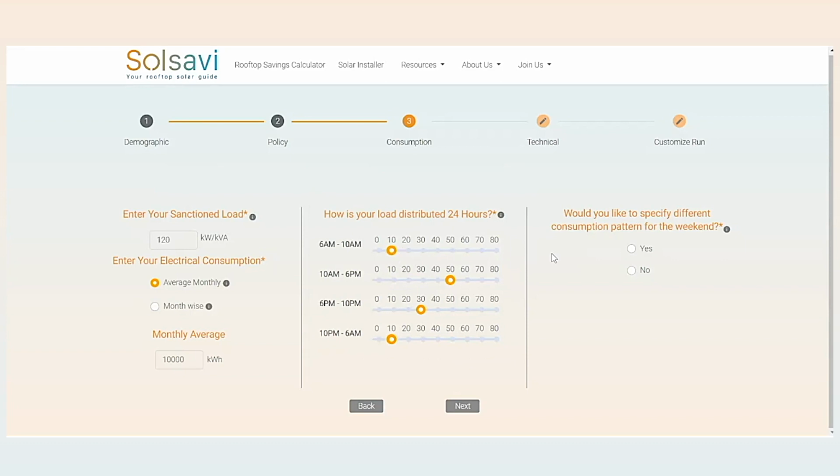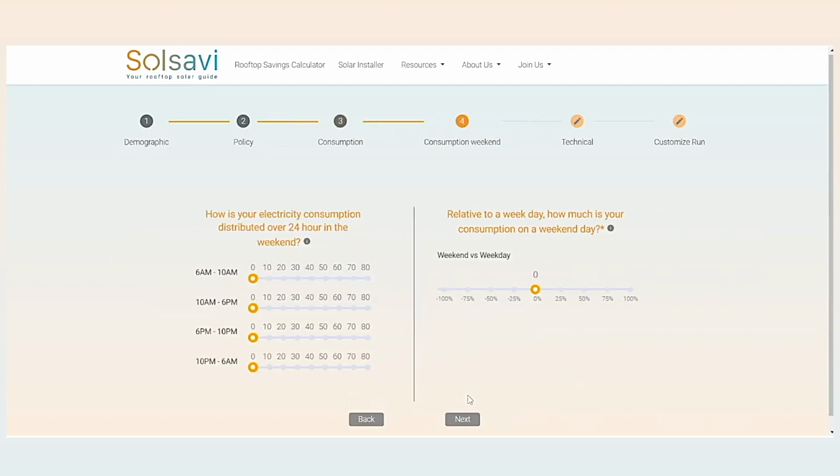We also ask you if your consumption pattern is different during weekdays and weekends. If you want to define a different consumption pattern for your weekend, you select yes and proceed by clicking next. Here, we can assume that in the same time section, 10 a.m. to 6 p.m., there are some maintenance or housekeeping activities that go on at the weekend and still provide a peak during that time.